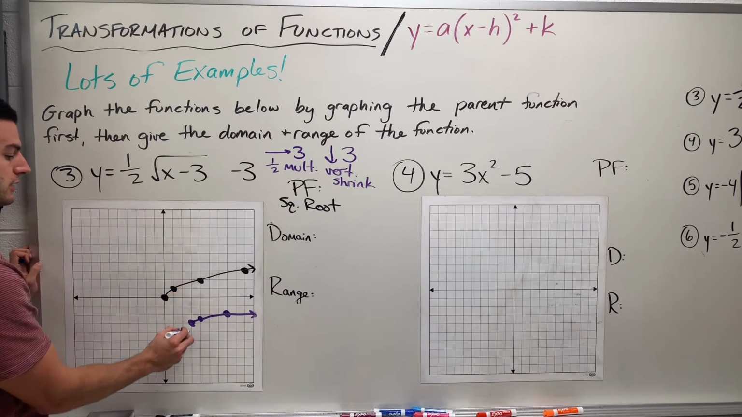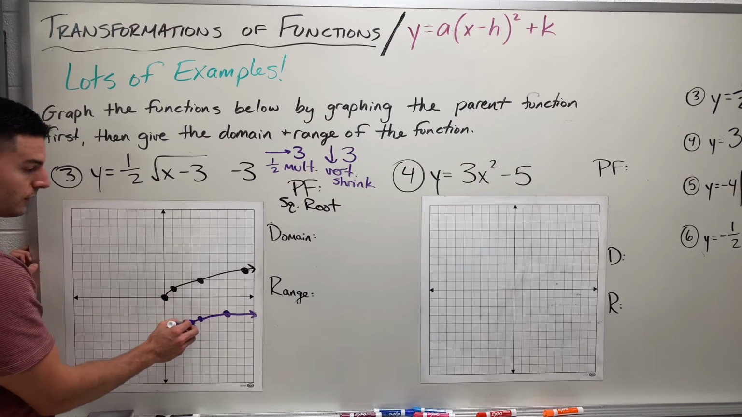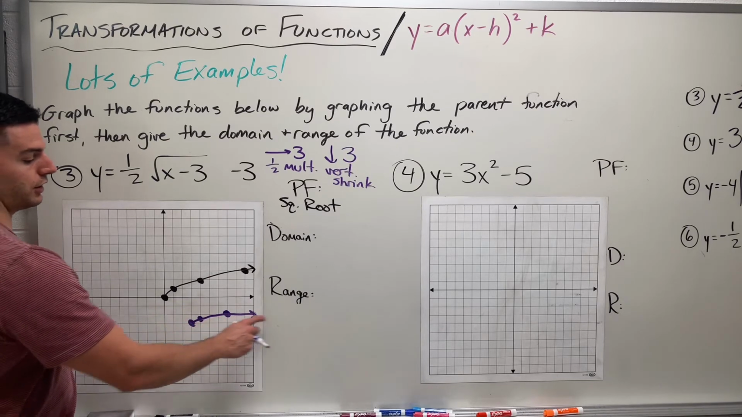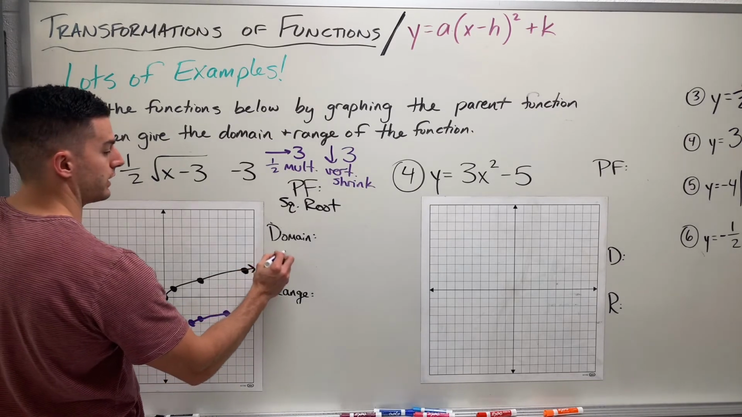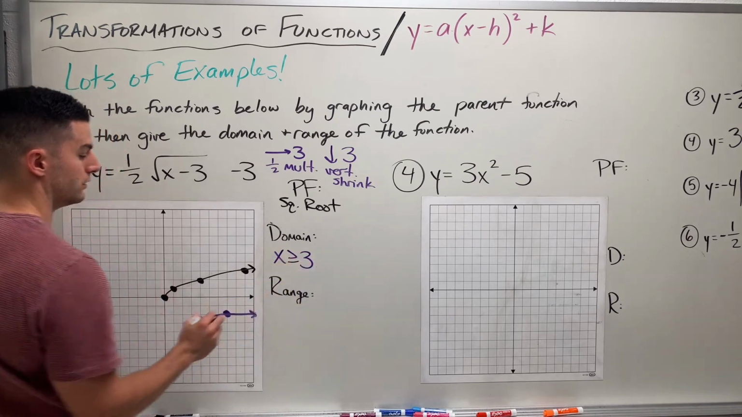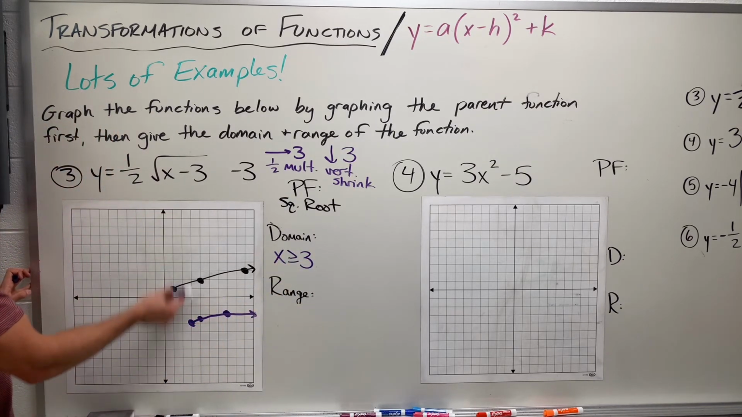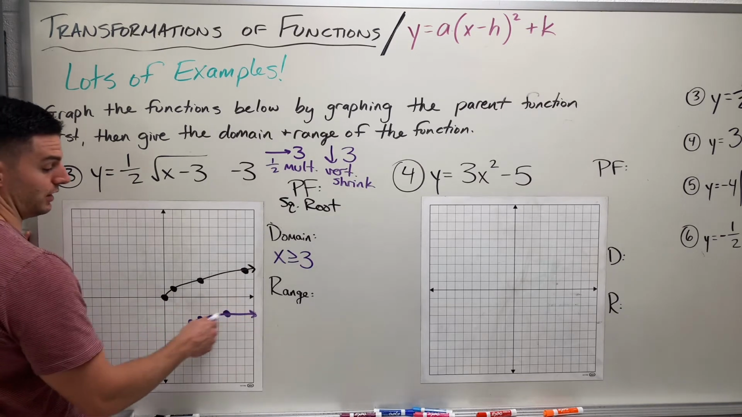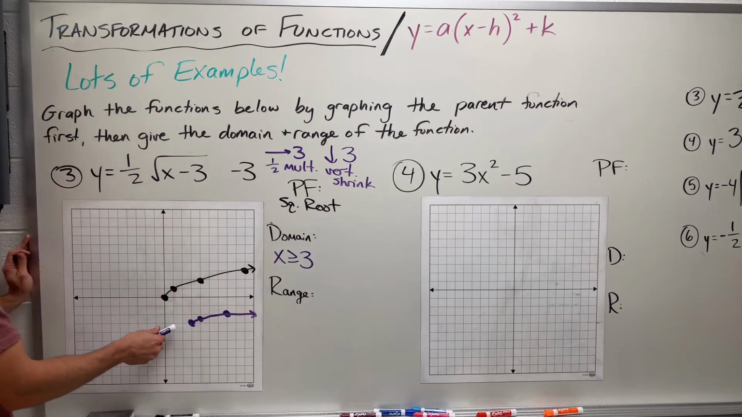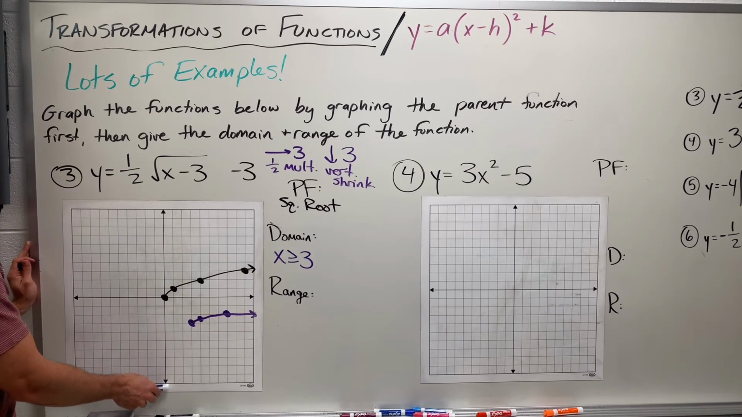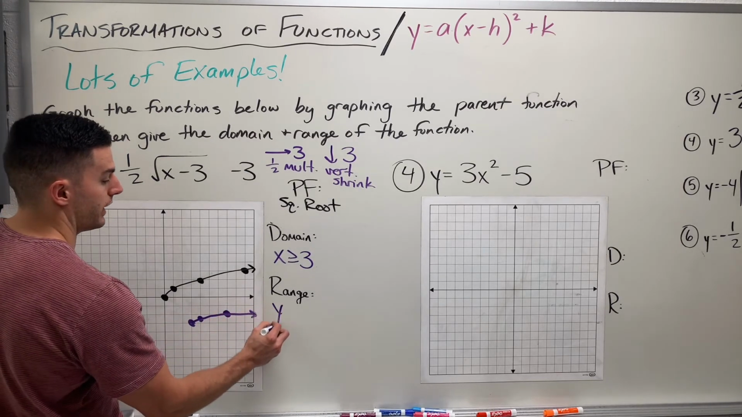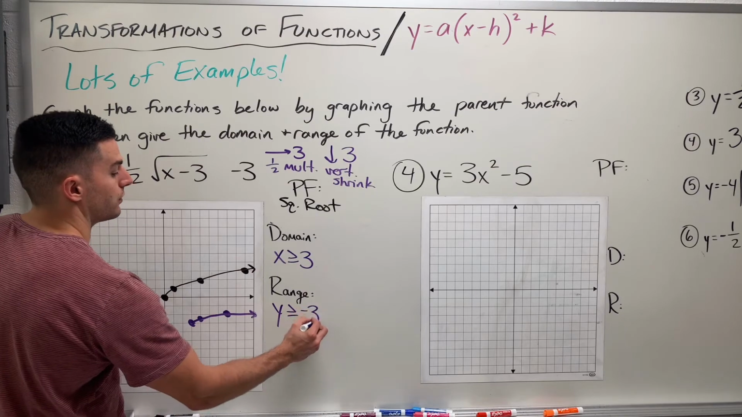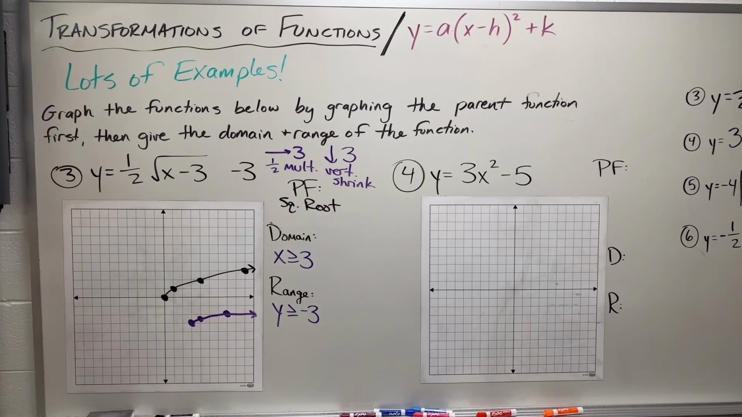And on the x-axis, it's here, right? It's at +3 on the x-axis, and it hits every x value above that. So I would say x is greater than or equal to 3 for my domain. And then range, up and down. It's going to go up forever very gradually, but this line will eventually go up forever and ever, okay? And it never goes below -3 on the y-axis. So we'd say y is greater than or equal to -3, okay? So that's for that one.